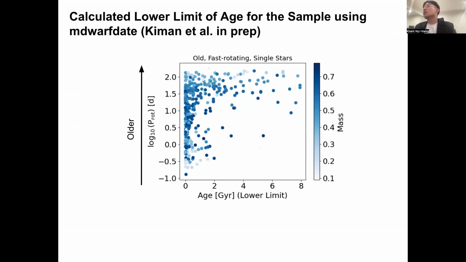So I could calculate the lower limit of age for the sample using data by Kiman et al., which is in preparation. And when we look at the figure, we see the rotation periods on the y-axis and age lower limit on the x-axis, color-coded by mass. From this figure, we can see the clear trend: the rotation periods increase as the stars get older.